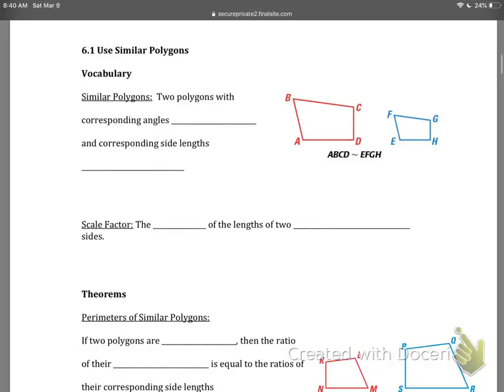Okay, in 6.1 we're going to be studying similar polygons. So we have some vocab to work on. The first thing says similar polygons: two polygons with corresponding angles that are congruent. Okay, so I'm going to put the congruent symbol here. It's the equal sign with the little other shape on top. And they're also going to have corresponding sides in proportion, which means in the same ratio. So this is called a similarity statement.